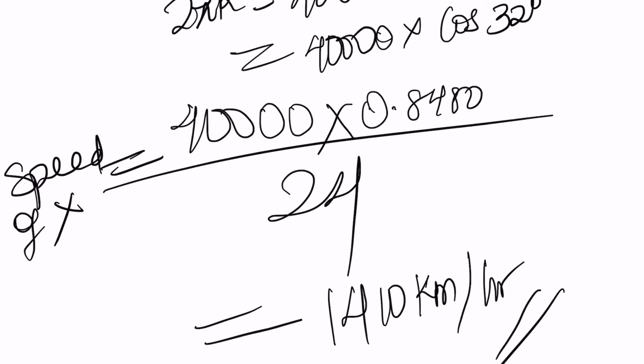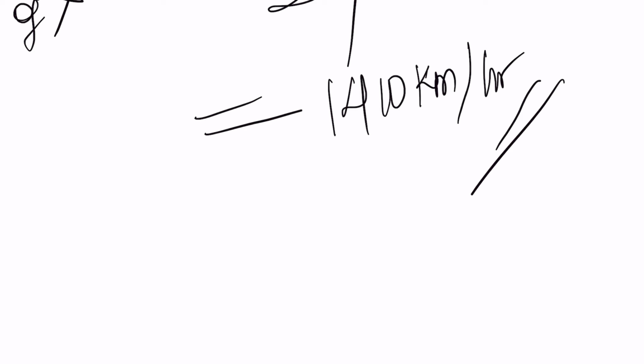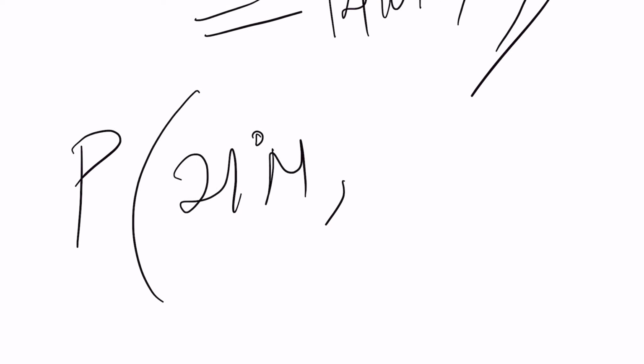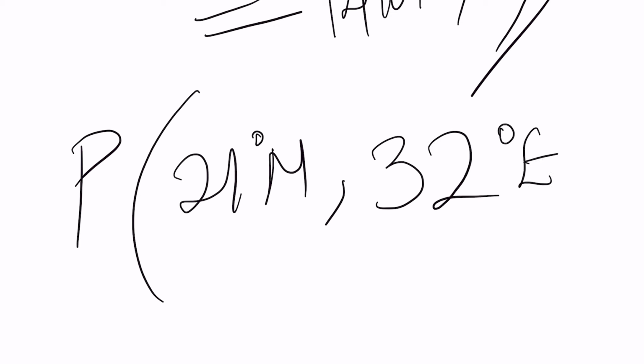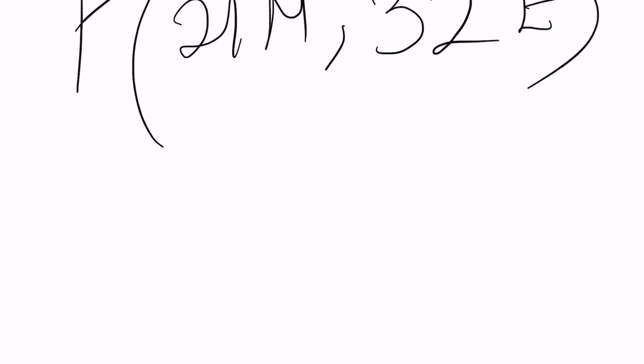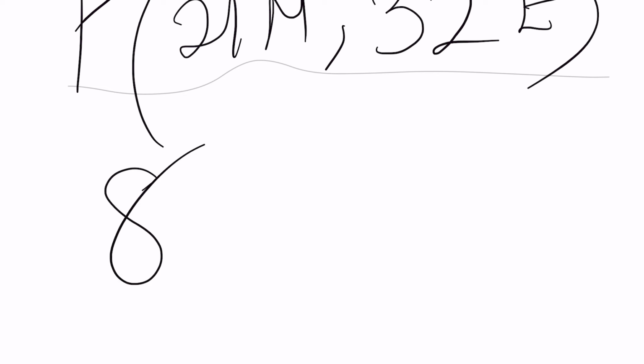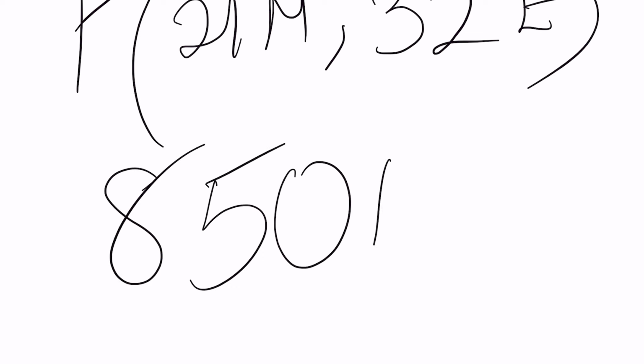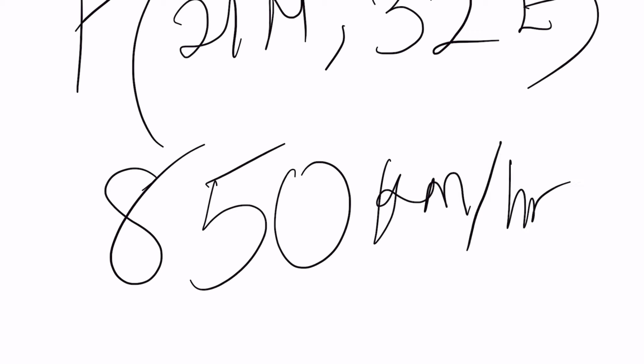The second example says an aeroplane leaves a point P at 21 degrees north and 32 degrees east, and it flies due south at 850 kilometers per hour. Find its position Q after 4 hours.